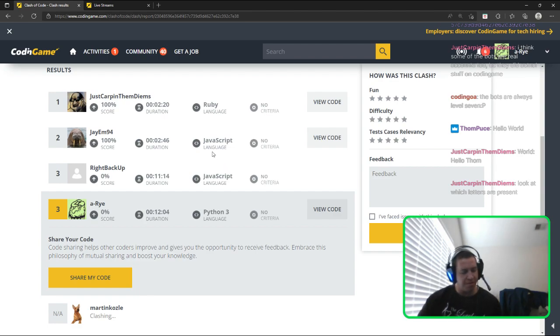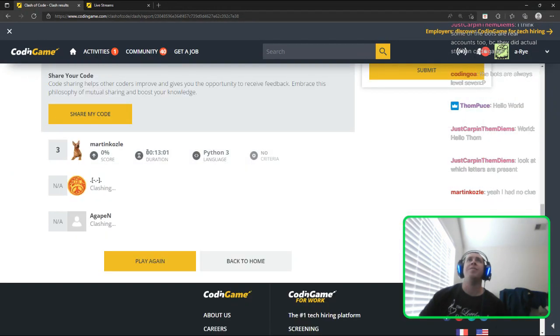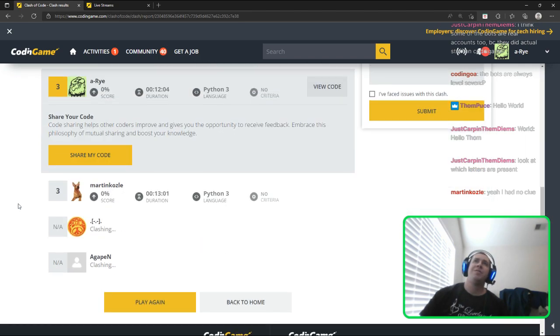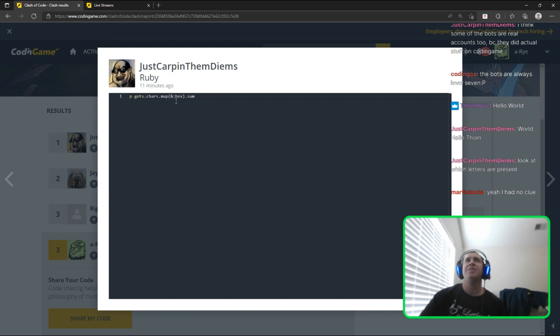Let me think. The hex of B. Let's see. Hmm. 130. No, you threw in 2. Yeah, I don't know. I'm thinking it was the hex. And then looking at Karpin's, he's mapping the hex and then he's summing it. I'm guessing. That's very concise Ruby, but let's see. Yeah, I don't know.